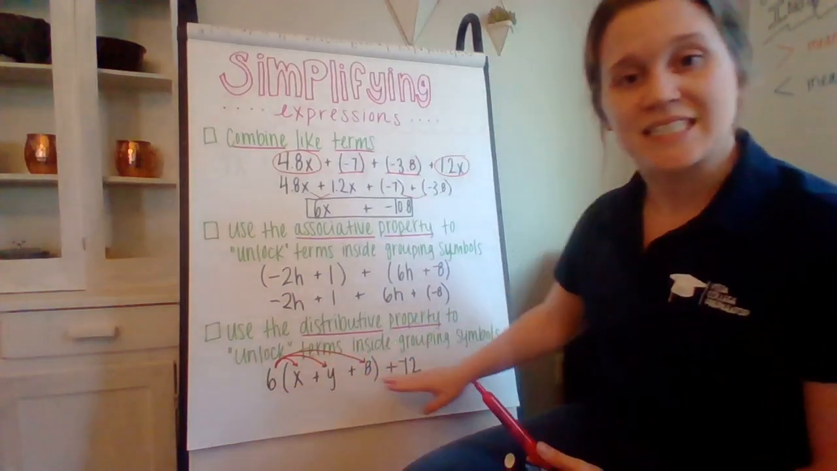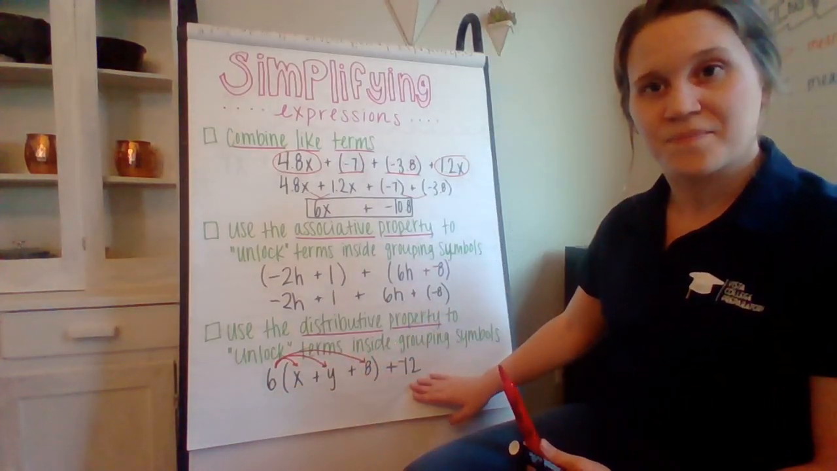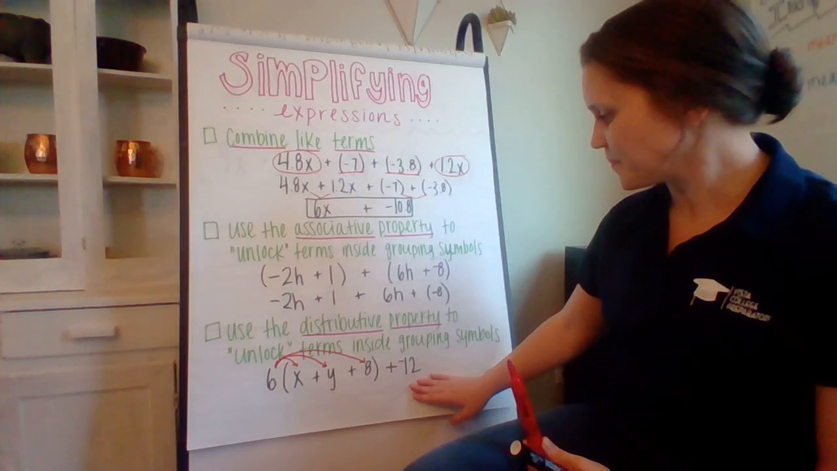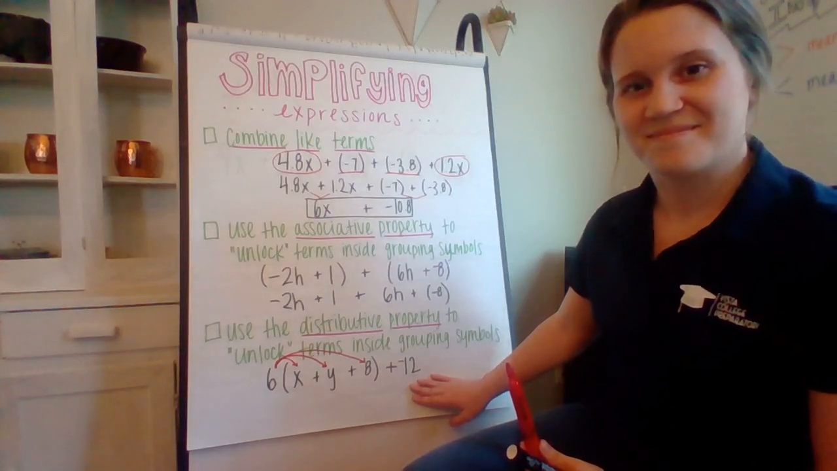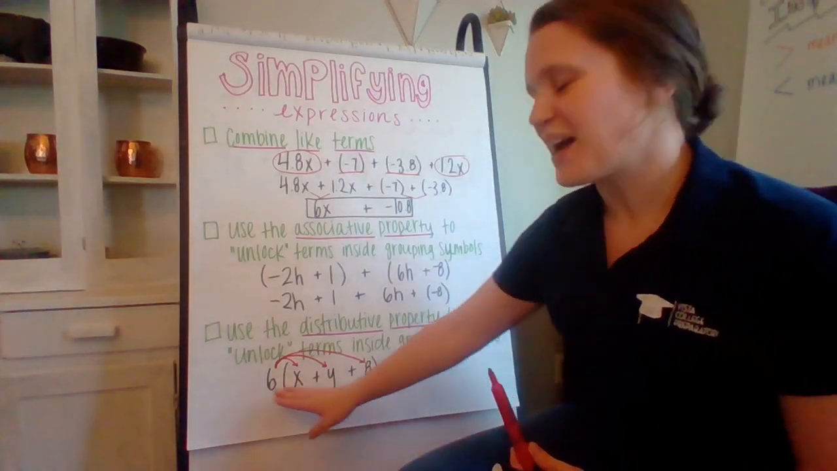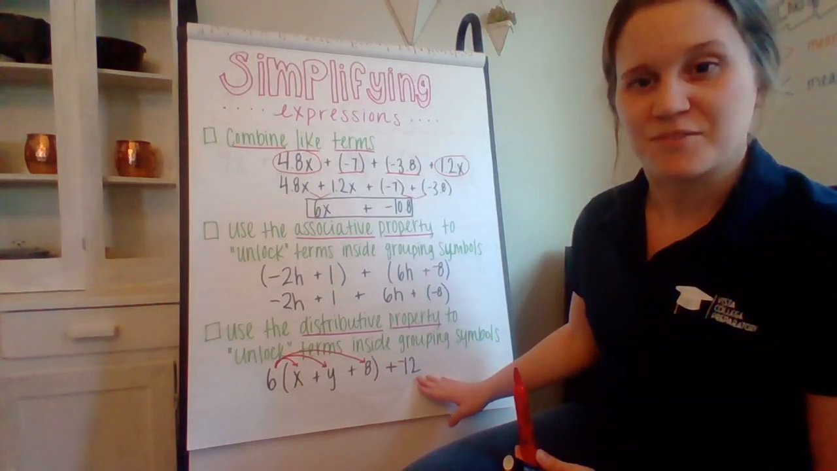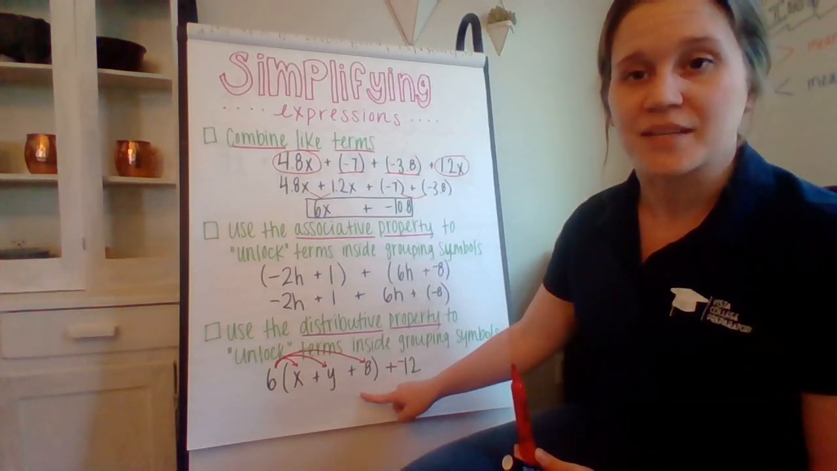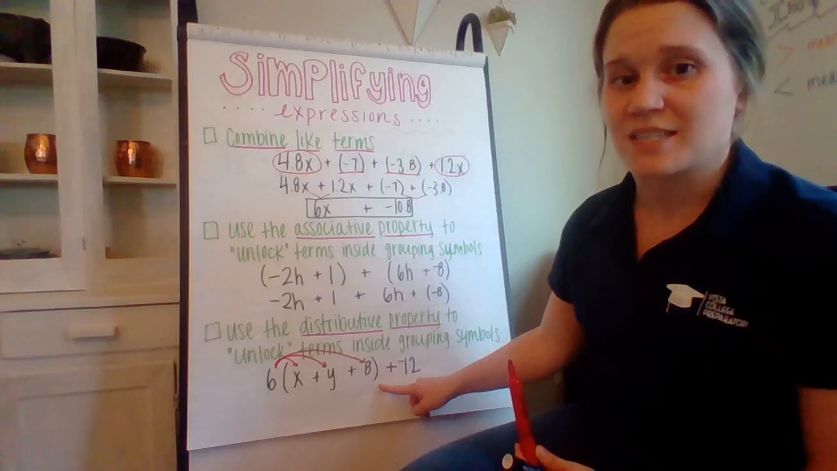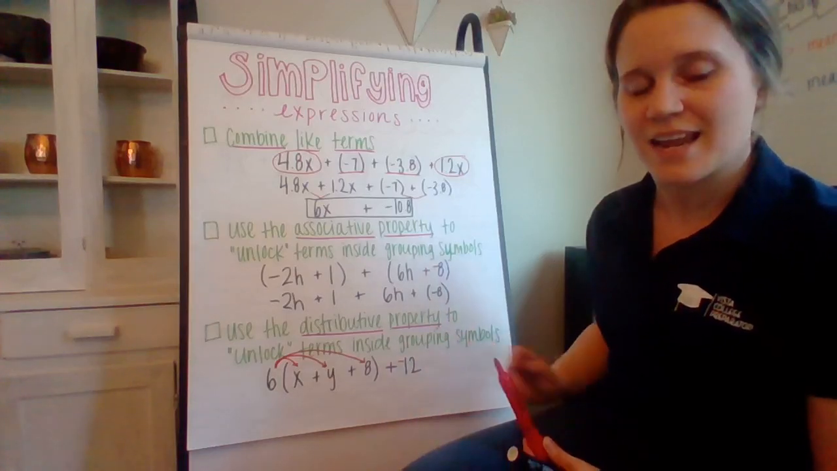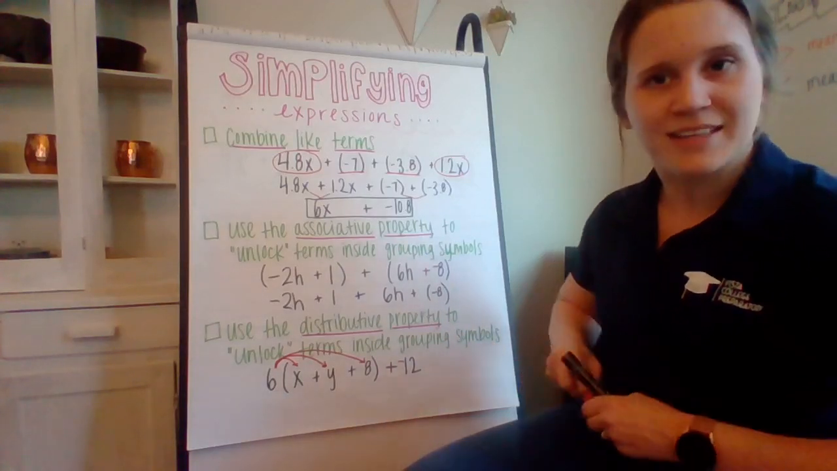Do I need to multiply the 6 to the negative 12? Why or why not? I wish I could hear your answer. I do not need to multiply this 6 to the negative 12. The negative 12 is not within the parentheses, so this expression is not telling me to multiply 6 to the negative 12. Okay. All right, let's write what we got.